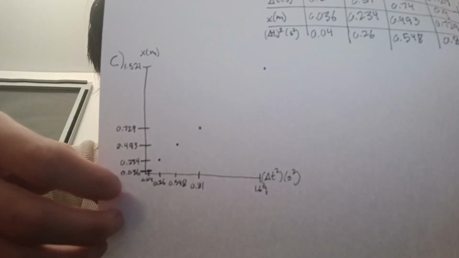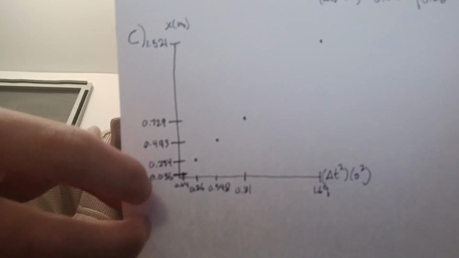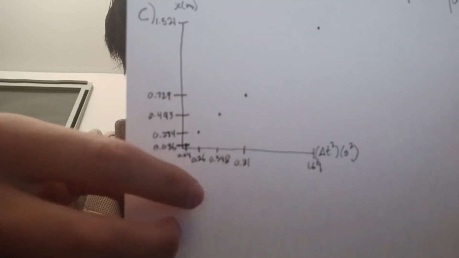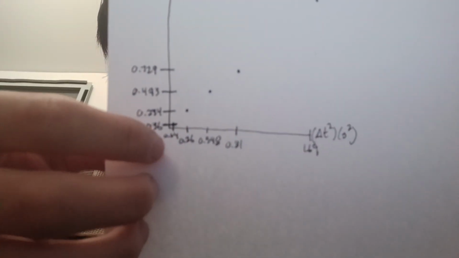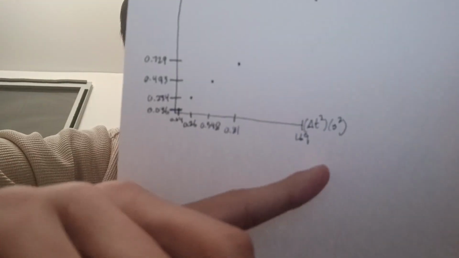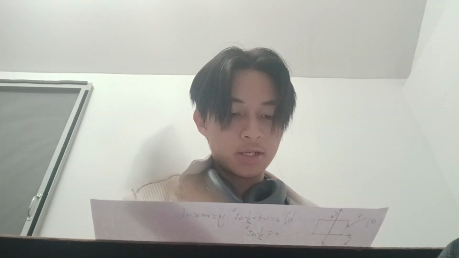So the x starts at 0.036 there, and then it ends at 1.521 up here. And then for the t squared, it would start at 0.04, which is way down there, very small, and ends at 1.69. And then these are the points plotted right along this axis, and then draw a line that best represents the data.